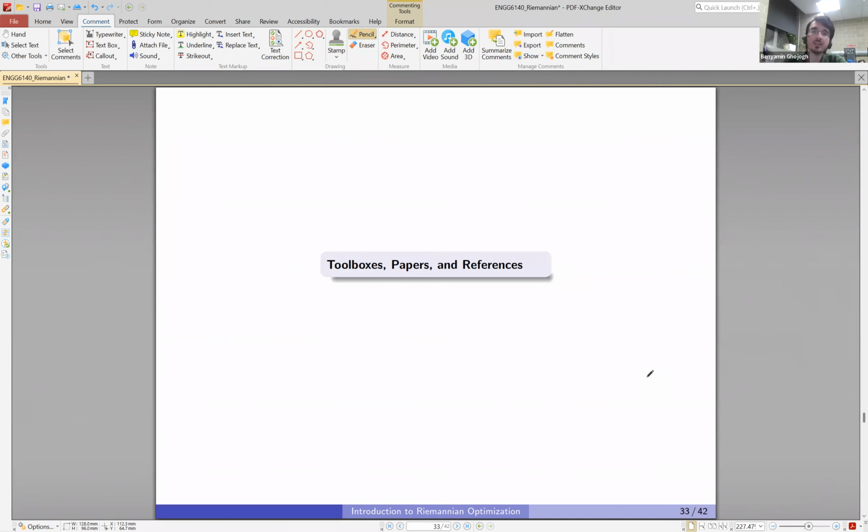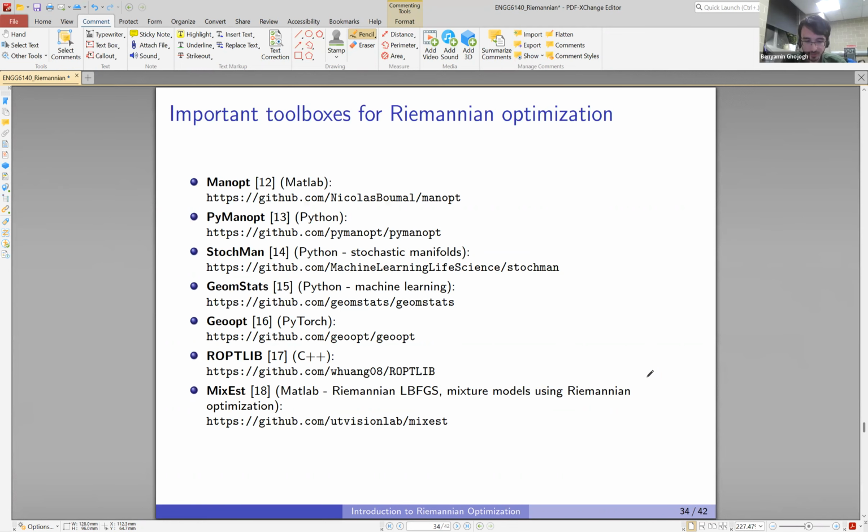Okay. There are some toolboxes, papers, and references. Let's look at them. Important toolboxes for Riemannian optimization. One of them is ManOpt in MATLAB. So ManOpt, short for manifold optimization. It's the most famous optimization toolbox for Riemannian optimization. The other one is PyManOpt, the Python version of ManOpt.